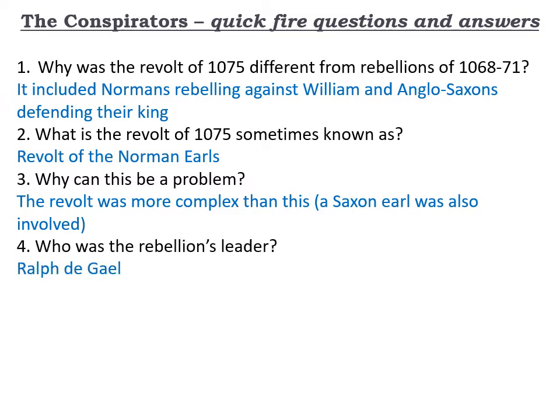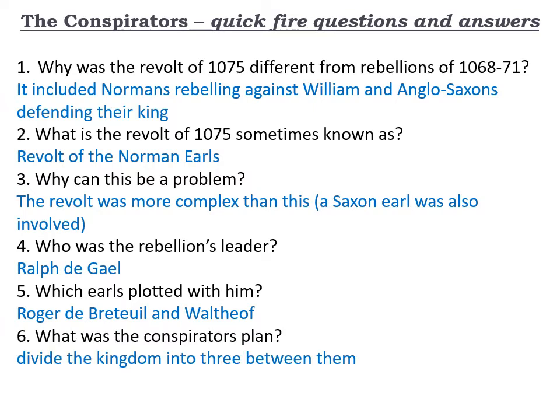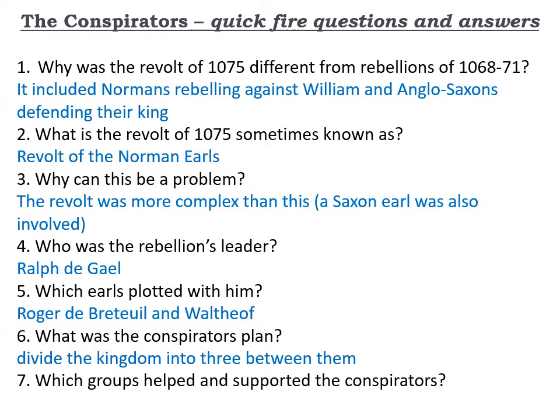Who was the rebellion's leader? Well, it was ultimately led by Ralph de Gaulle. The Earls that plotted with him were Roger de Breteuil and Waltheof. What was the conspirators' plan? Well, they planned to divide the Kingdom of England between the three of them. So which groups helped and supported the conspirators? Well, Danes and also rivals to Normandy from Brittany and from France. So you may wish to pause here and note down these answers because I know I've rattled through the questions really quick.